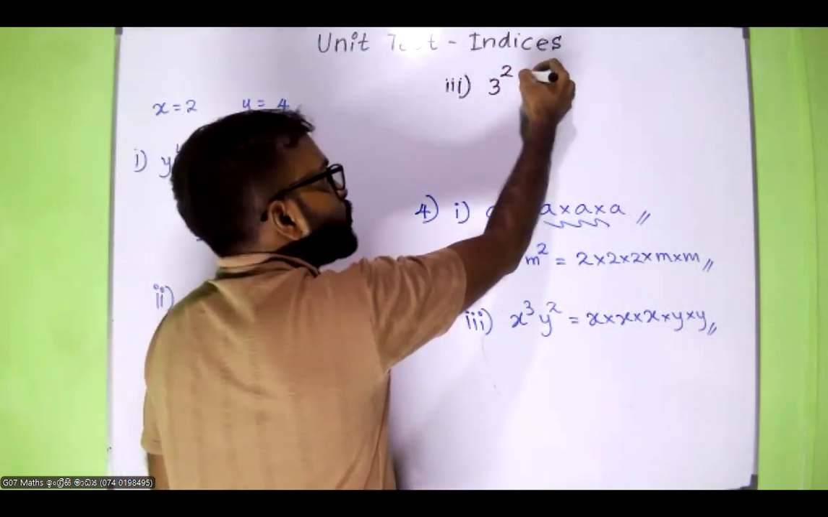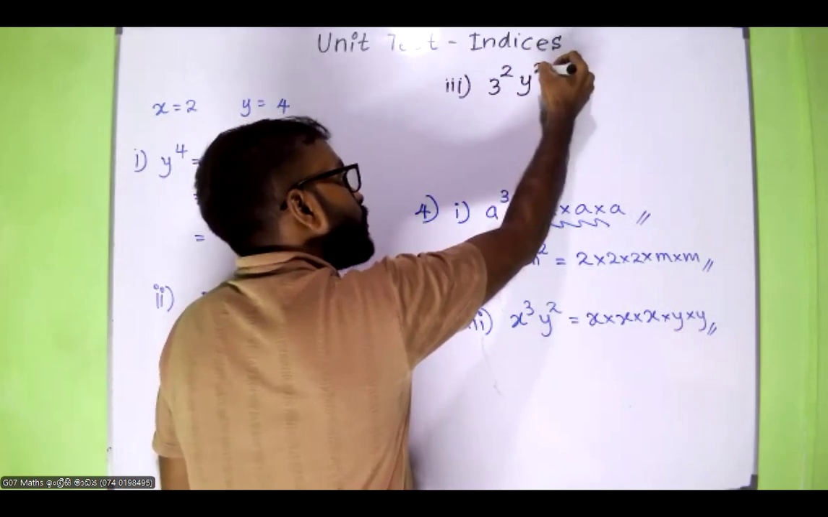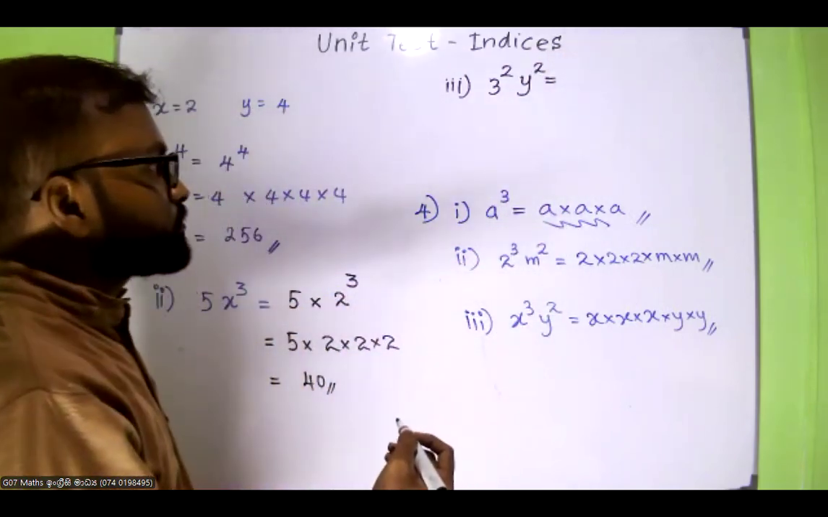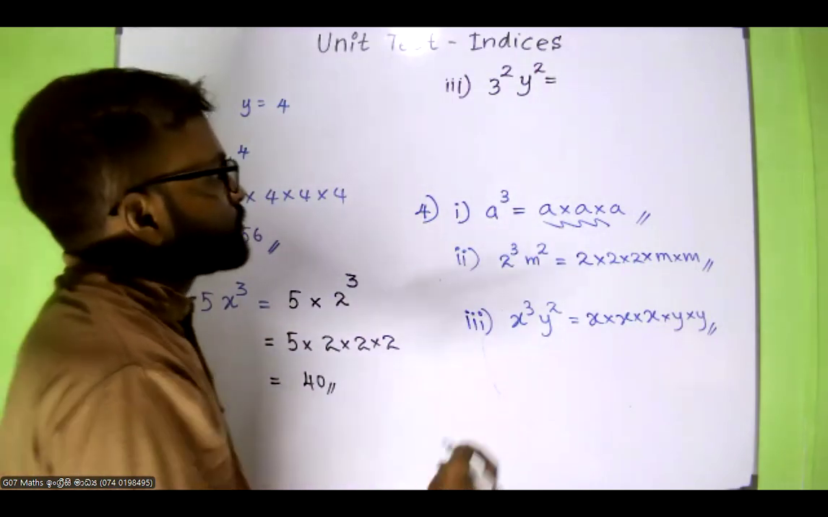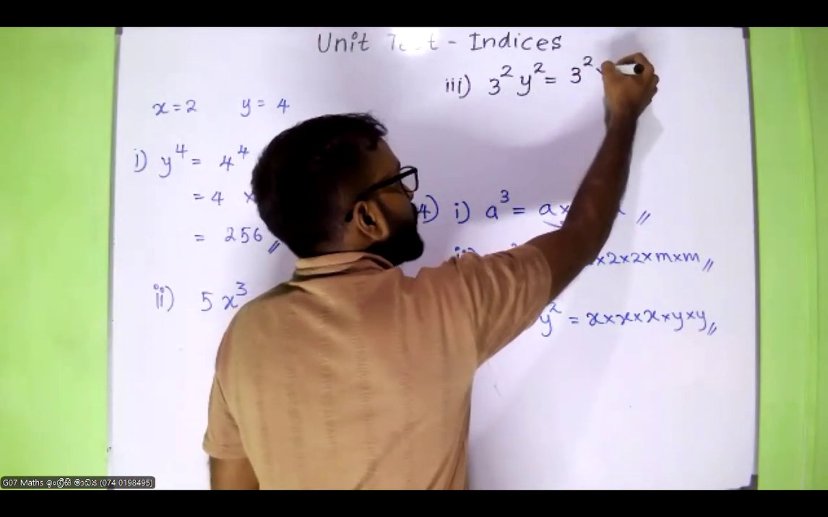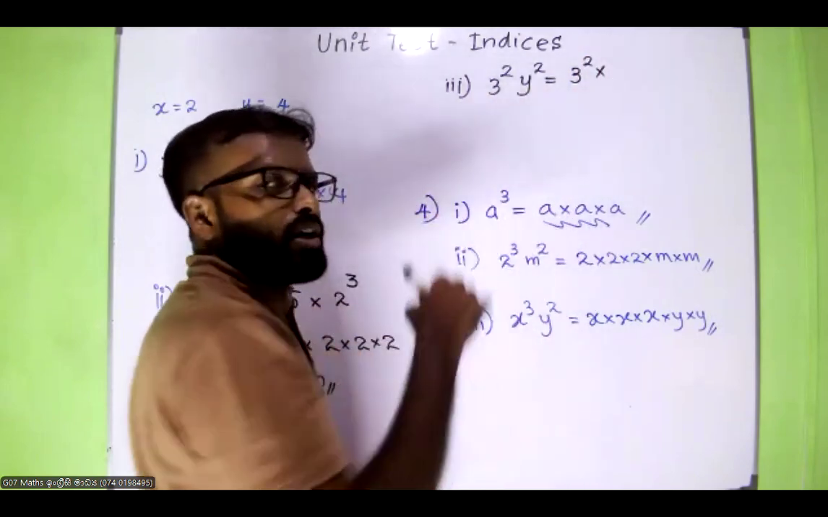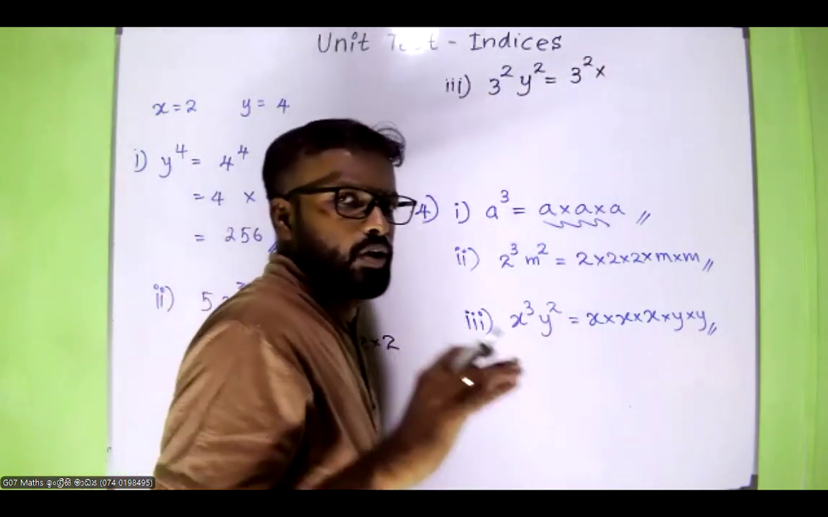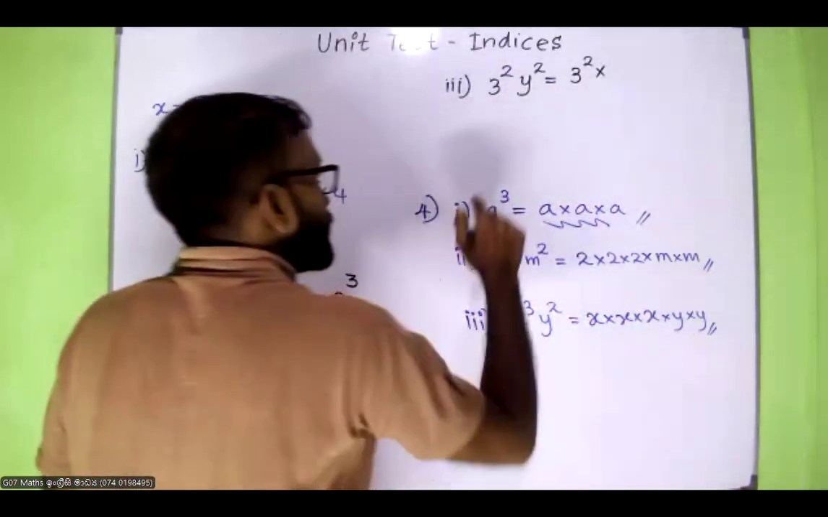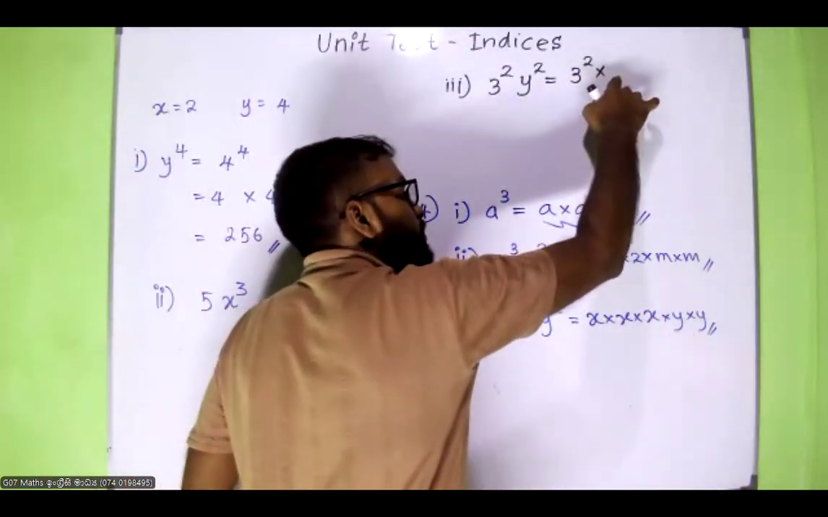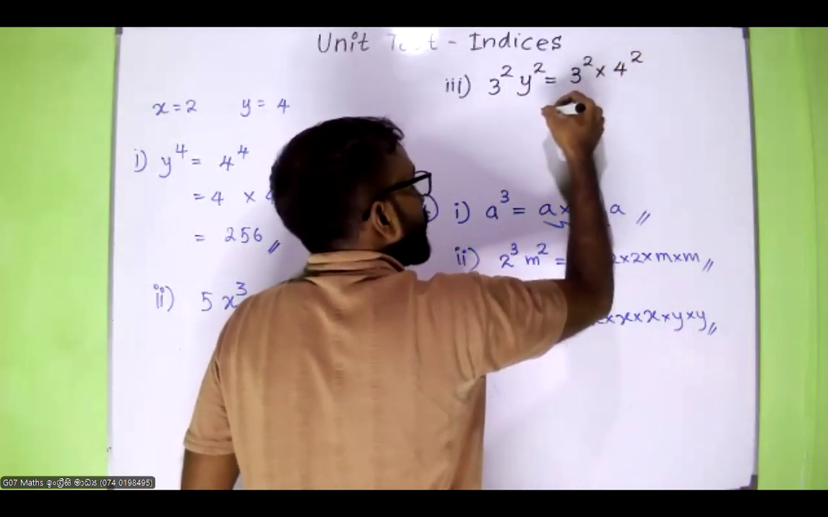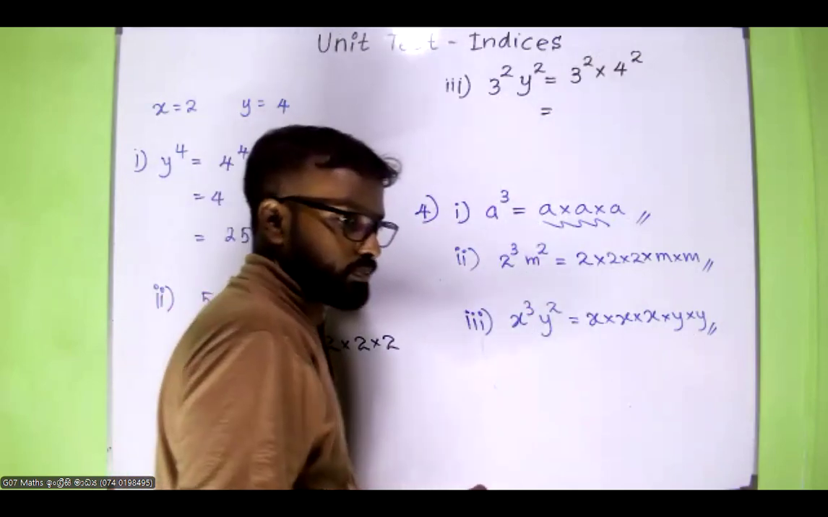3 to the power 2, y to the power 2. So here you have 3 to the power 2 multiplied by y. What do you have to substitute? Y equals 4. Instead of y, I am going to substitute 4, so 4 to the power 2.